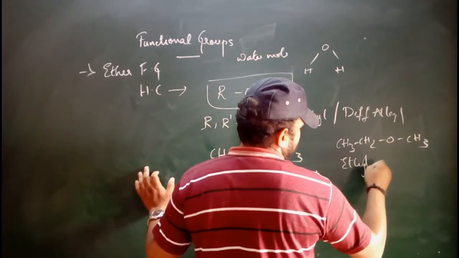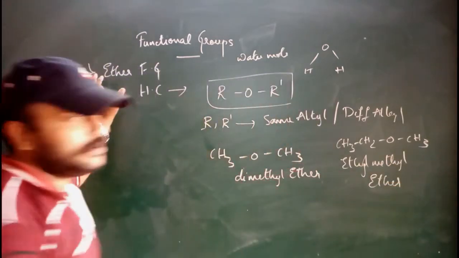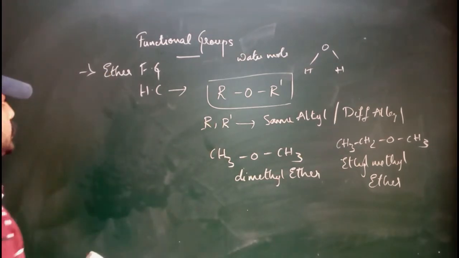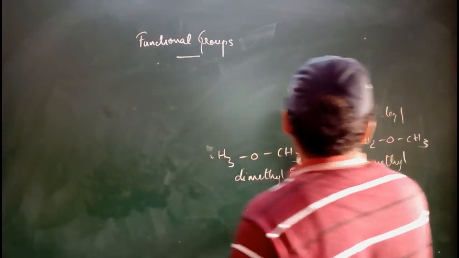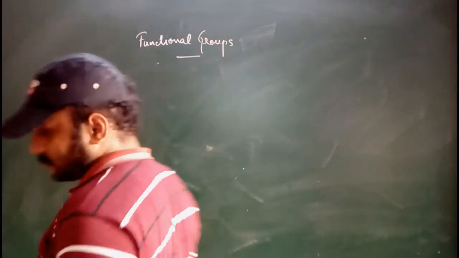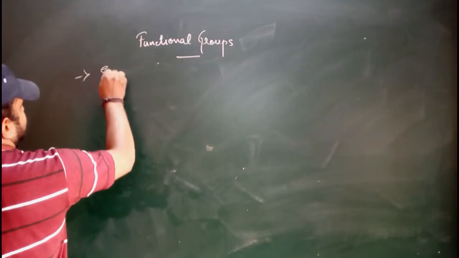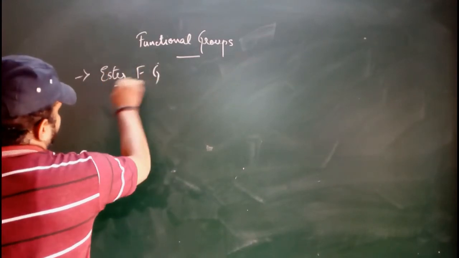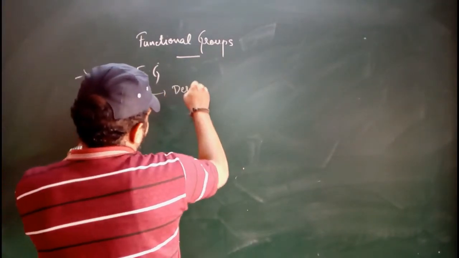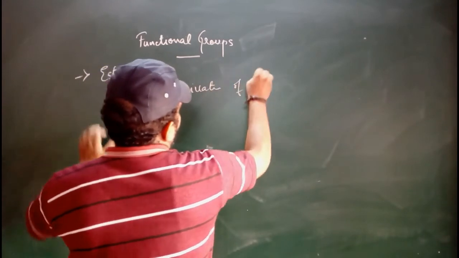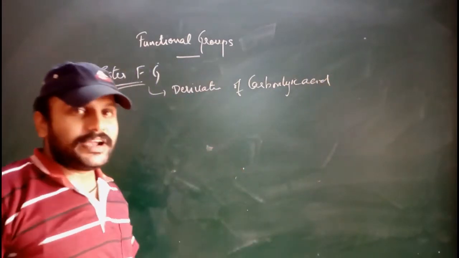Ethyl methyl ether. So that is about our ether functional group. Next one is our ester. Ester functional group. So what is this ester functional group? The ester functional group is a derivative of carboxylic acid.